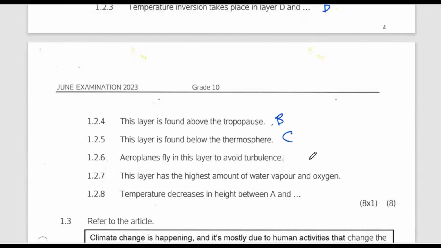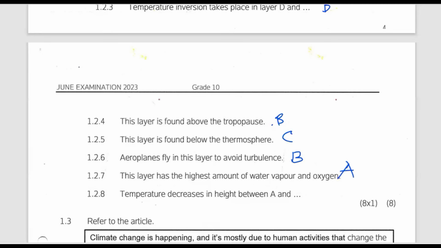Then we go to: aeroplanes fly in this layer to avoid turbulence, that is B. They slightly fly above the layer where weather takes place, which is above layer A. So in layer B, this layer is the highest amount of water vapor and oxygen. The highest amount, we find it in the troposphere, which is our layer A.